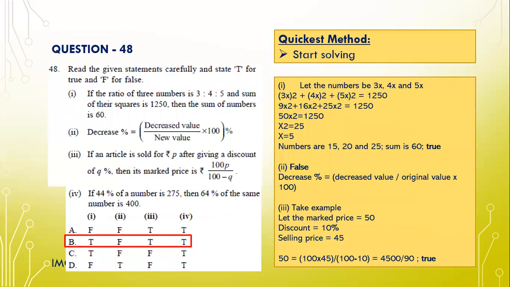Read the given statements carefully and state T for true and F for false. Now here again, start solving and let's see. If the ratio of three numbers is 3, 4, 5 and the sum of their squares is 1250, then what is the, sorry.